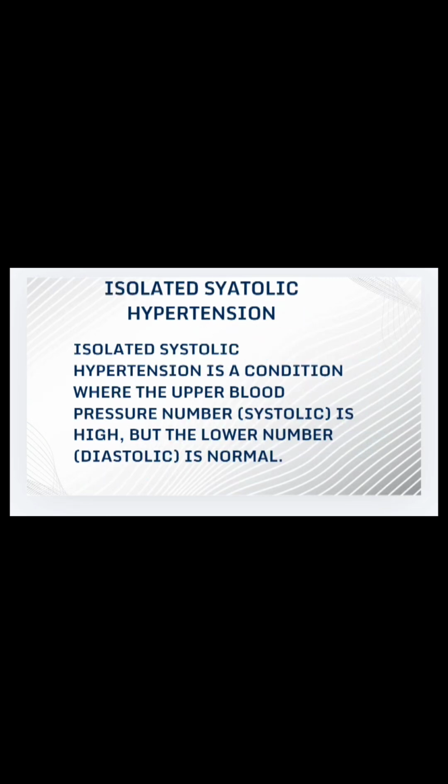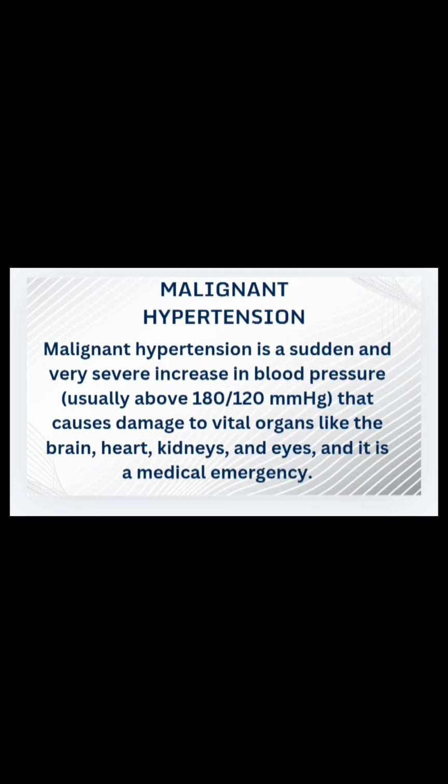Coming to the isolated systolic hypertension. Isolated systolic hypertension is a condition where the upper blood pressure, which is called systolic blood pressure, is high, but the lower number of blood pressure, which is called diastolic blood pressure, is normal. In this case, the upper blood pressure or the systolic blood pressure will be high and the lower blood pressure will be normal.